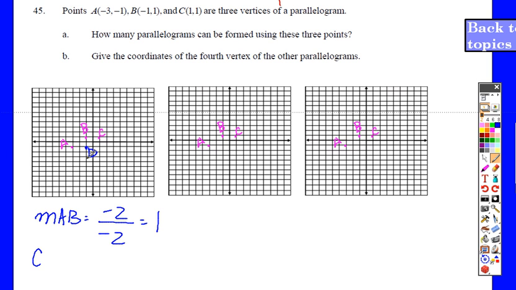This will tell us that the slope of CD will be the same as the slope of AB, and therefore those are opposite sides that are parallel. So this gives us coordinate D for this problem, which is at -1, -1.